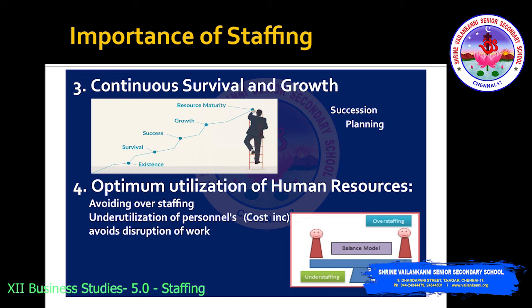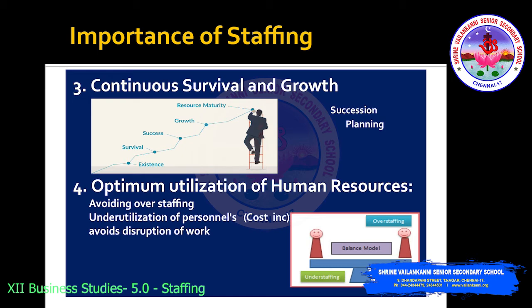The fourth point is optimum utilization of human resources. See, in the diagram, you have overstaffing, you have understaffing. We'll discuss what is overstaffing, what is understaffing. But what is important is you need to have the balance. You have to avoid overstaffing. Underutilization of persons increases the cost. Overstaffing will lead to underutilization of persons. It avoids disruption of work.